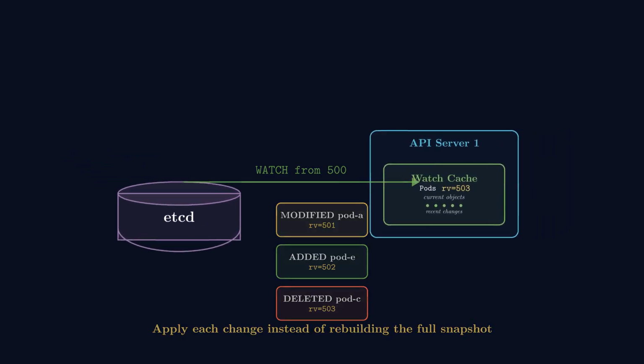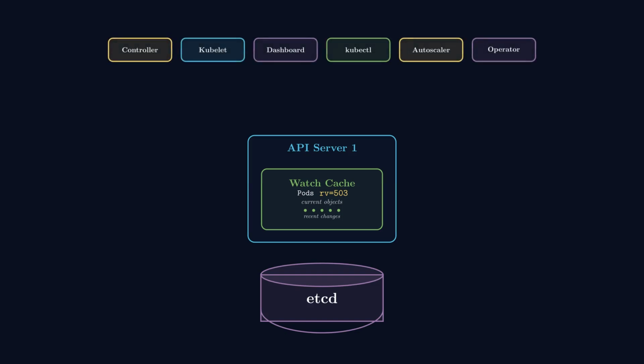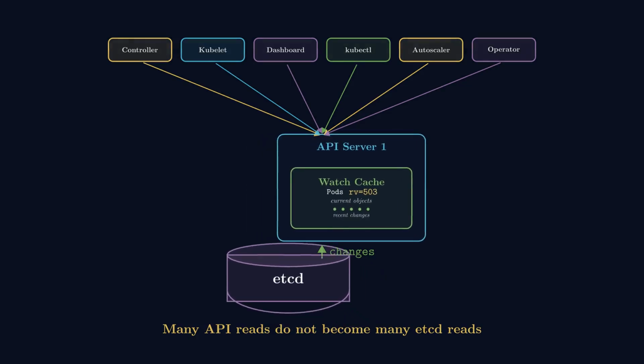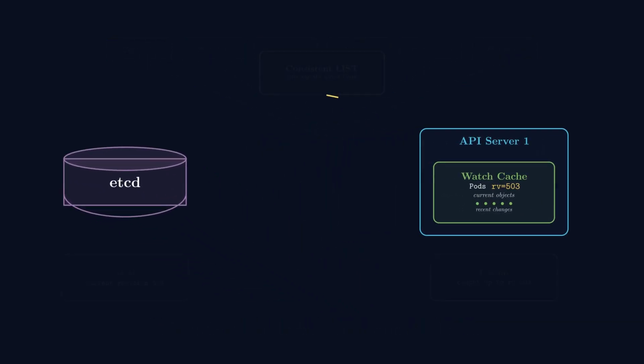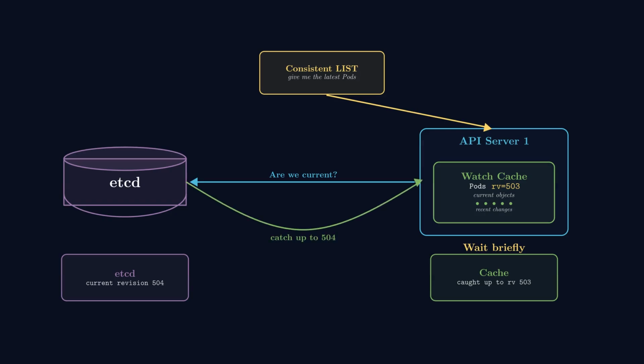Now repeated reads have a much shorter path. A controller asks for pods, a kubelet asks for its assigned pods, or a dashboard refreshes. When the request can safely be served from the cache, the API server answers from its local view instead of asking etcd to return the same objects again. But Kubernetes cannot simply return an old answer and hope for the best. When a request needs the latest consistent state, the API server first makes sure its cache has caught up with etcd. If the cache is behind, it waits for the missing update before replying.